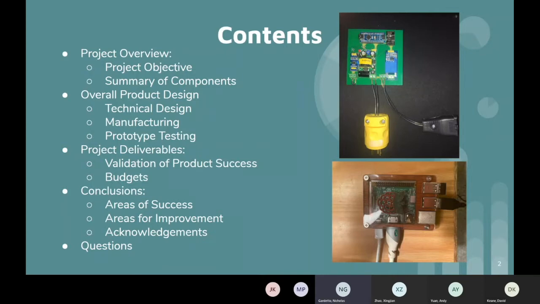And then lastly, we're going to talk about our conclusions, hit on the areas of success, things that went well over the past 2 semesters. Next, we're going to talk about the areas for improvement, things that didn't go well. And if another team were to pick up where we left off, we can talk about future improvement for them.